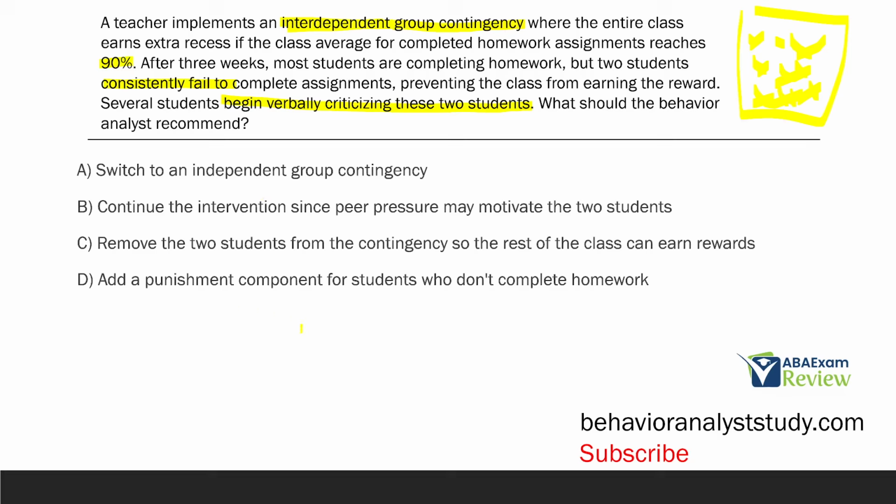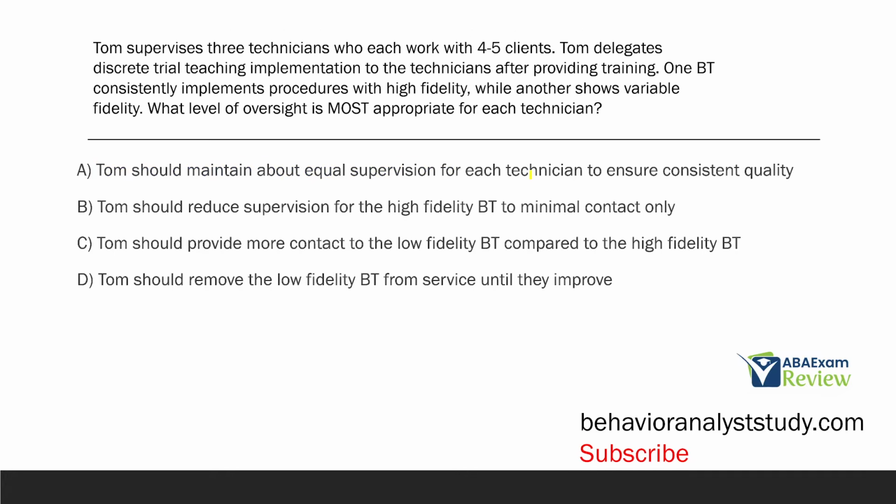Why would we pick A? Well, we don't want to jump to punishment if we have other solutions available first. So before we try punishment, maybe we give everybody the opportunity to earn their own reward. So even if these 2 students aren't doing what they're supposed to do, everyone else can still earn that contingency. Then if that doesn't work, maybe we move to something a little more drastic like punishment.